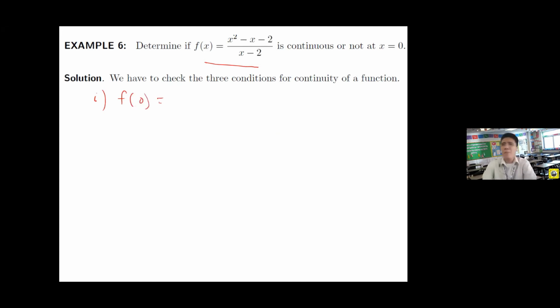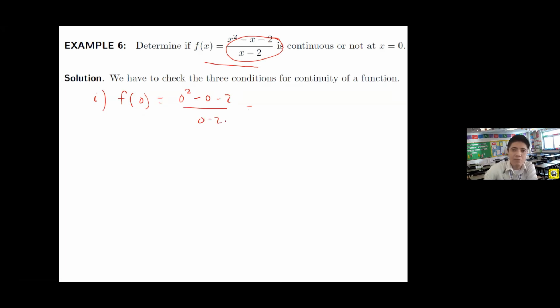A question: sir, can we factor first when solving for f of c? No. When you solve for f of c, you do direct substitution. Factoring is only applicable to limits. So for f of c, you need to substitute 0: 0 squared minus 0 minus 2 over 0 minus 2.